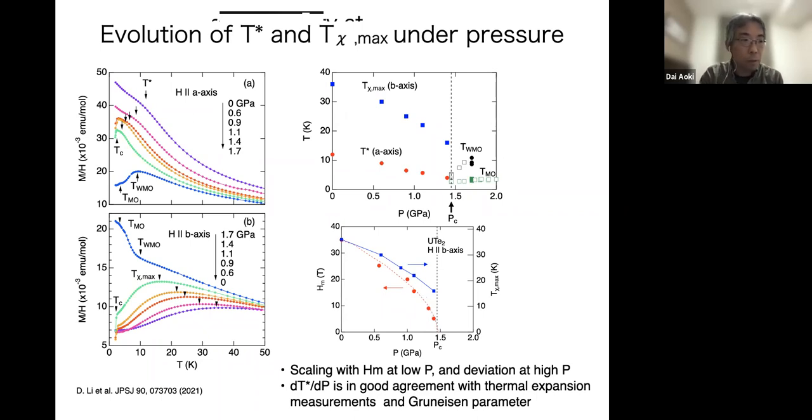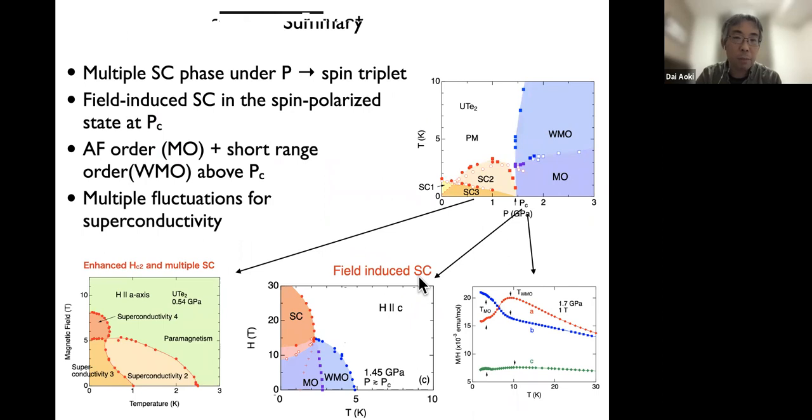Okay, so I think it's almost time, so I want to summarize my talk. Today I focused on the multiple superconducting phases under pressure detected in zero field. Multiple superconductivity also appears under magnetic field, revealing a very peculiar HC2 curve, and we can even see reentrant field-induced superconductivity above the critical pressure. And above the critical pressure, antiferromagnetic order appears in the magnetic susceptibility measurement.